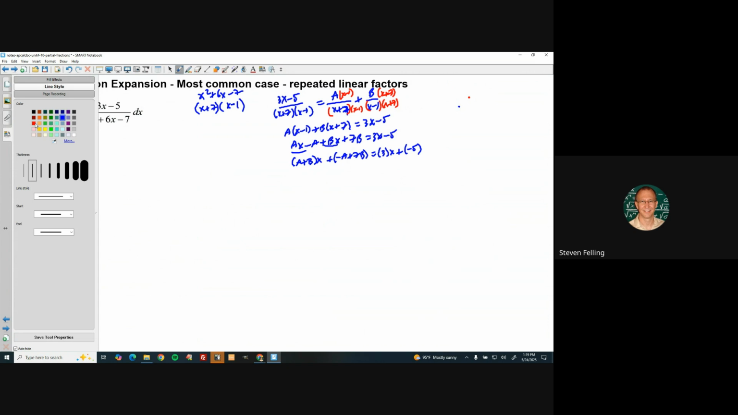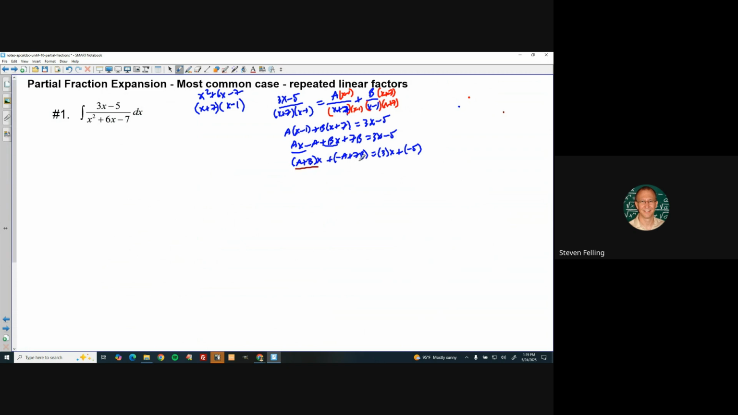So now we're going to make a little system. The number of x's over here has to equal the number of x's over there. So a plus b has to be 3. And the constant over here has to match the constant over here. Negative a plus 7b equals negative 5. That was a way to cleverly get two equations out of this one equation. And we need two equations because we need to solve for two unknowns. Now, you can solve this system in any way. On this first one, I'm going to show you all three most common ways.